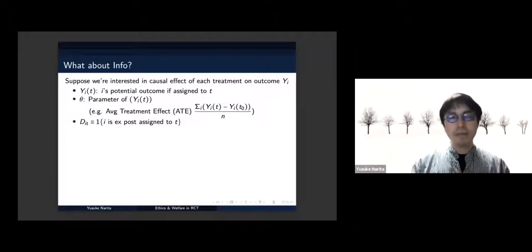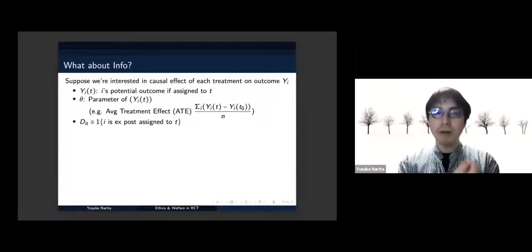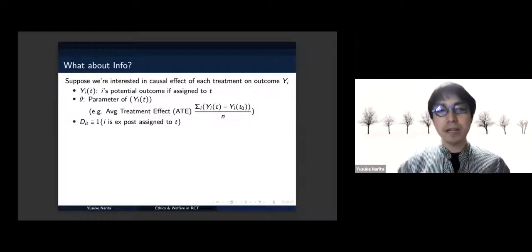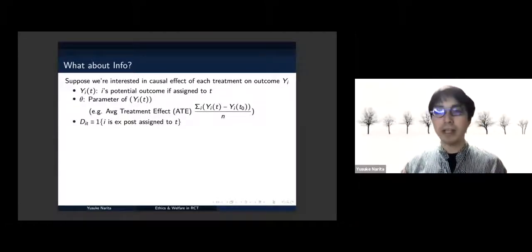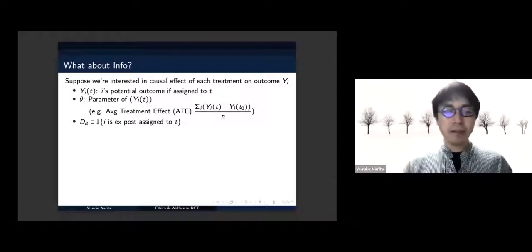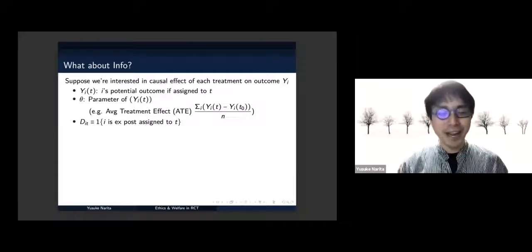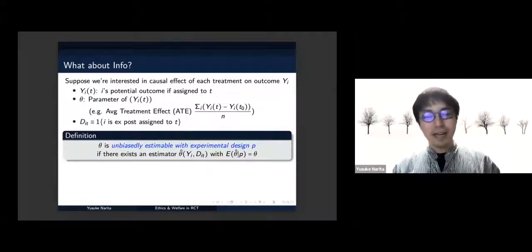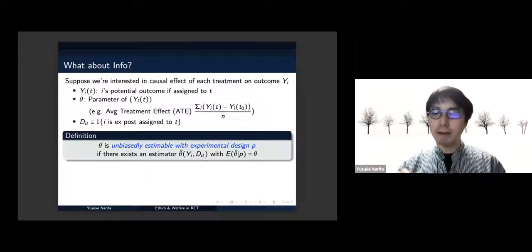Then, of course, many of these potential outcomes are simply unobserved, so that the experimenter wants to estimate or learn a certain parameter of this unknown distribution of potential outcomes. And let's denote that parameter of interest by theta. One possible example of theta is the average treatment effect for this population of experimental subjects. Then finally, I'm going to use this Dit to denote the indicator that subject i is assigned to treatment t. Then with these pieces of notation at hand, I'm going to say that this parameter theta is unbiasedly estimable with any given experimental design P.